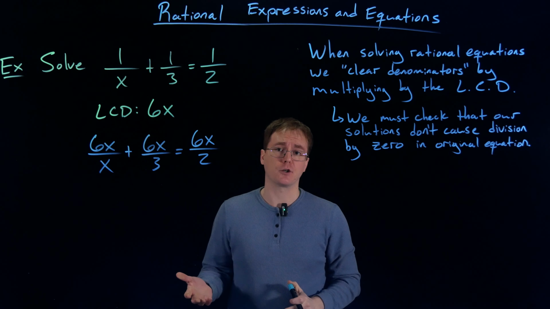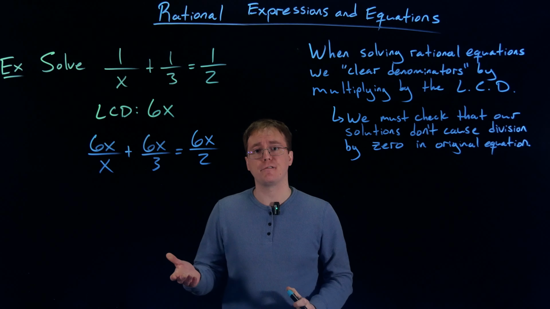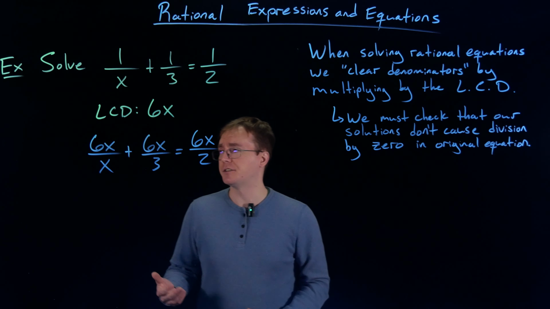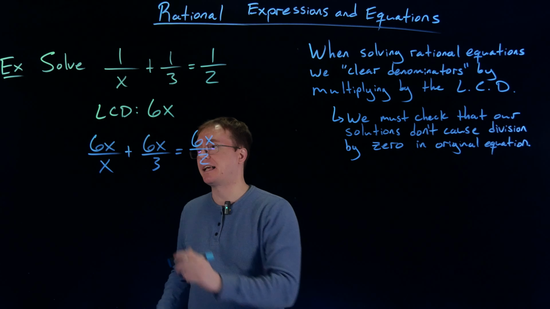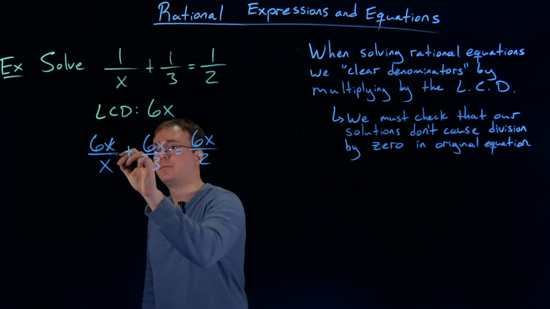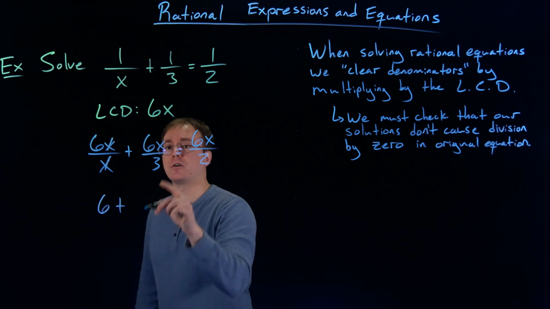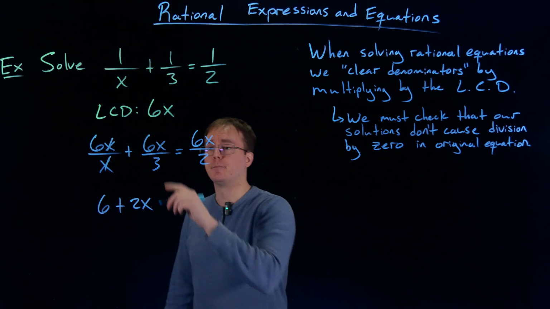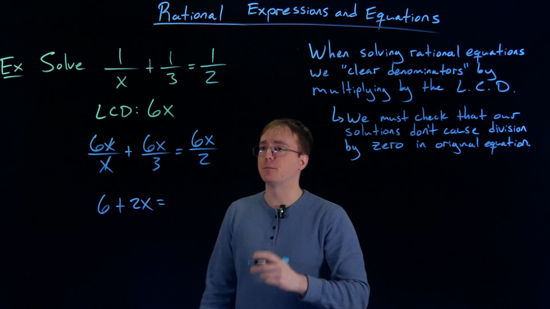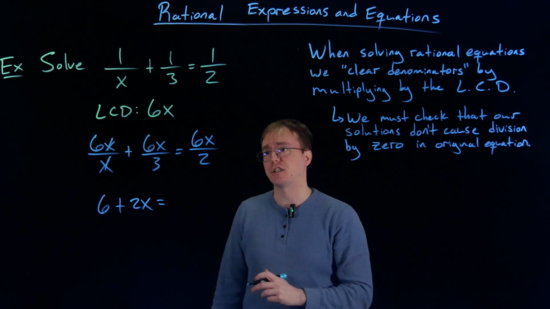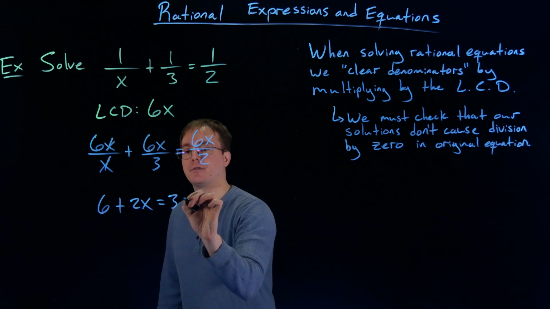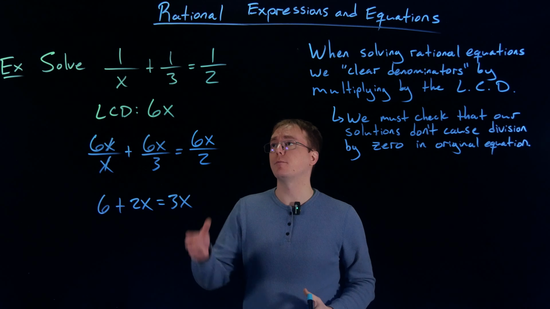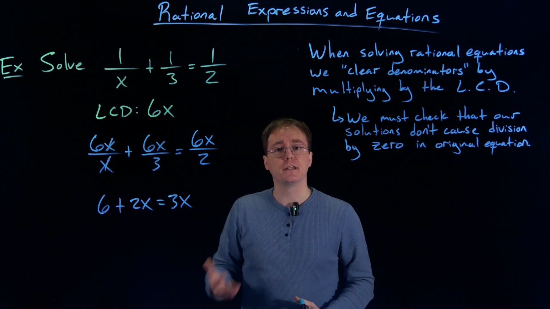Now if we've done this correctly, we should be able to cancel common factors and get rid of all these fractions and denominators. So let's see what happens. Our first fraction has a common factor of x that cancels out, and we're left with 6. Our second fraction, 6x over 3, can be reduced down to just 2x by dividing 6 by 3. Similarly, on the right-hand side, we can divide that 6 by 2, and our right-hand side simplifies to just 3x. And so now we've transformed our rational equation into this nice little linear equation.